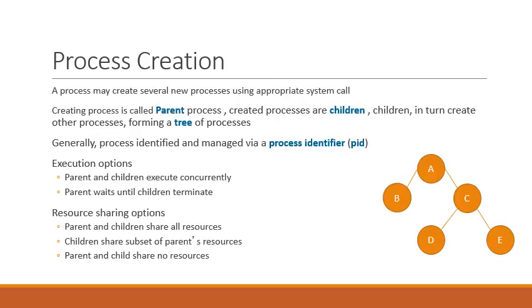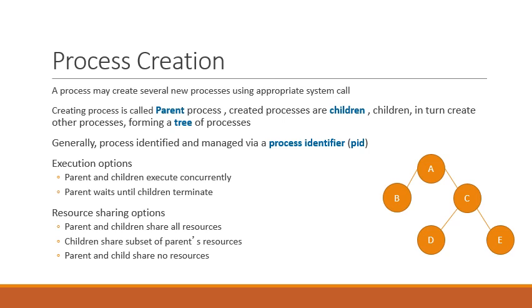Process creation. A process may create several new processes using an appropriate system call. This system call varies from operating system to operating system. The name of the system call changes with the operating system. For example, in Linux and Unix environments, the name of this system call is fork, whereas in the Windows operating system, the name of the corresponding system call that is used to create a process is CreateProcess.